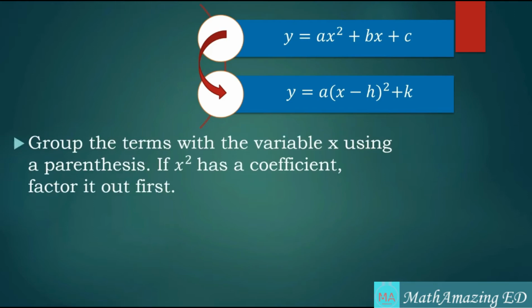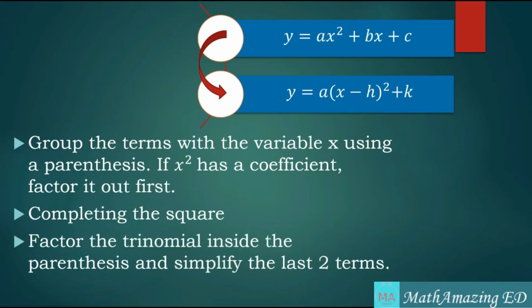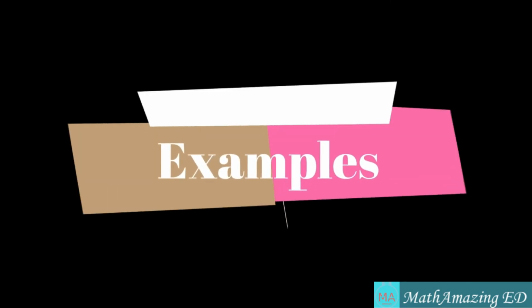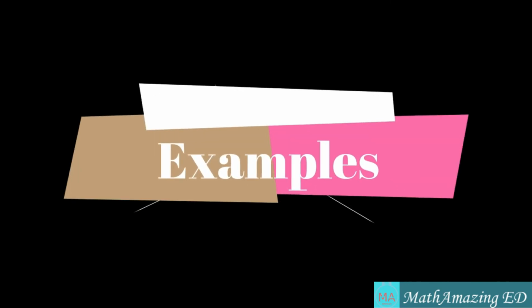First, group the terms with the variable x using a parenthesis. If x² has a coefficient, factor it out first. Second, completing the square. Third, factor the trinomial inside the parenthesis and simplify the last two terms. This time, let us consider some examples for us to understand those steps better.